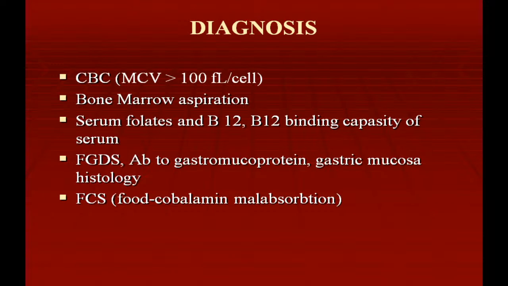So how will we make the diagnosis of megaloblastic anemia? In CBC we see enlarged erythrocytes. We do bone marrow aspiration with biopsy if we need to differentiate, as I said before. We should check, of course, the level of serum folate and vitamin B12. We should check the GIT to understand what is the possible mechanism of malabsorption, and some food cobalamin malabsorption tests will help us to detect this malabsorption.